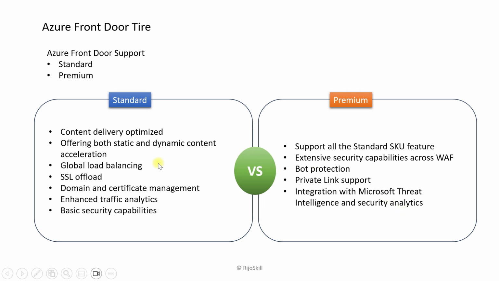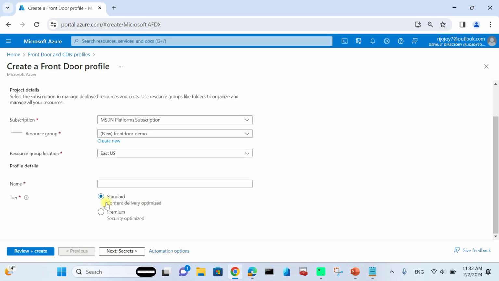So now you understand the difference and what tier we need to select. Depending on your application, you can select standard or premium. Understand the difference between standard and premium, and choose what tier you need for your purpose. So currently I will go for premium. Then I will put my profile name, Front Door profile. Okay. Just we need to click next, secrets.